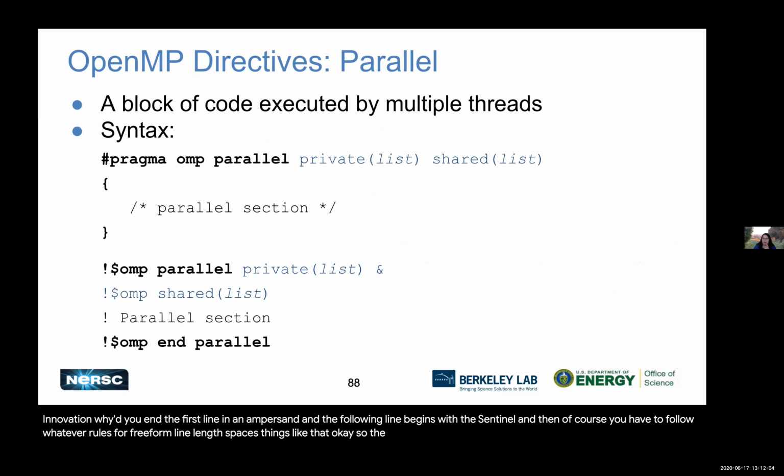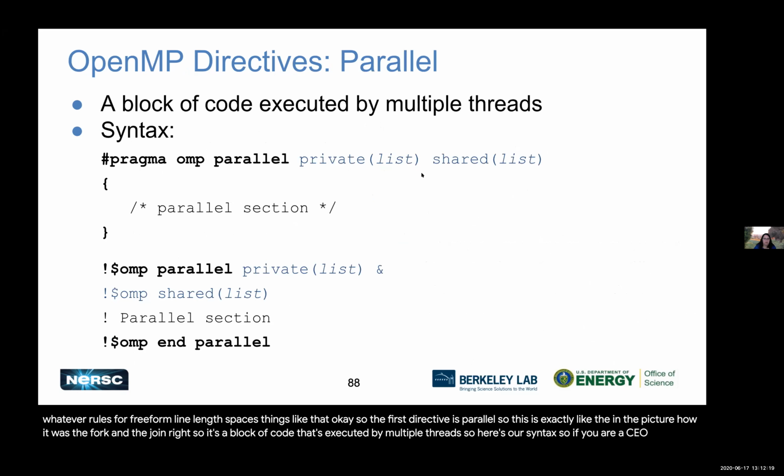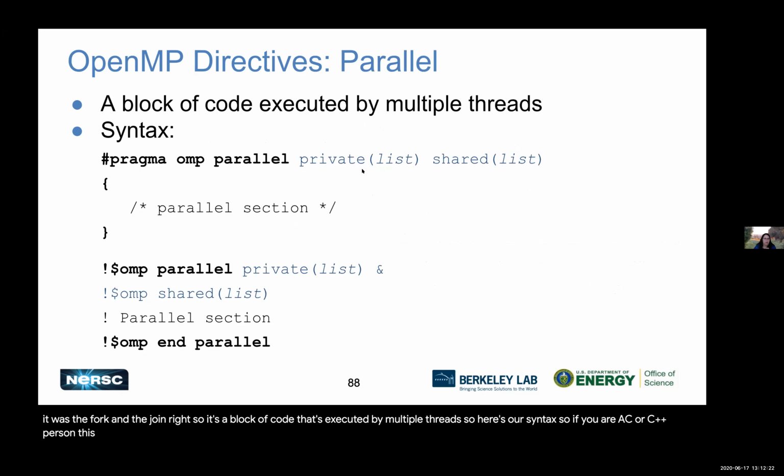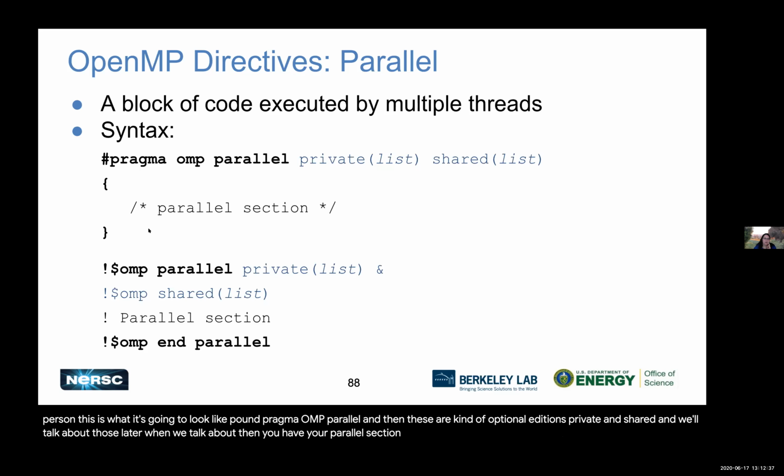So the first directive is parallel. This is exactly like in the picture, how it was the fork and the join, right? So it's a block of code that's executed by multiple threads. So here's our syntax. If you are a C or C++ person, this is what it's going to look like. Pound pragma OMP parallel. And then these are optional additions, private and shared, and we'll talk about those later when we talk about variable scope. And then you have your parallel section where you do your parallel things, whatever those things are.